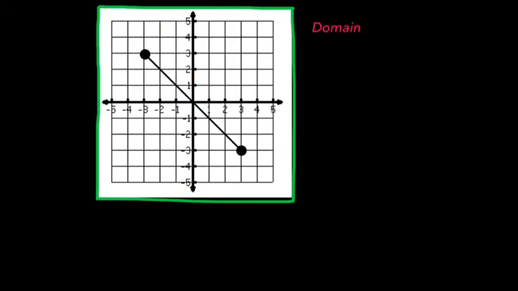Alright, so let's talk about this one. We're back to having endpoints on this one. So remember, domain are all the x's, so we're going to look at the x-axis here. Smallest to largest, the smallest point is right here at -3, and the largest point here is at +3. So our domain goes from -3 to +3. The x goes in the middle to show we're talking about our domain.